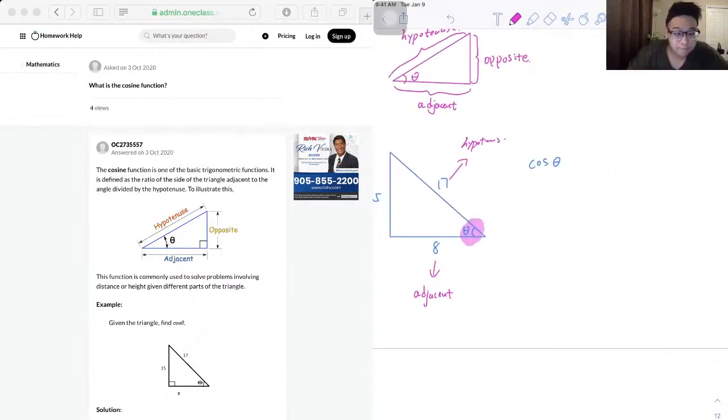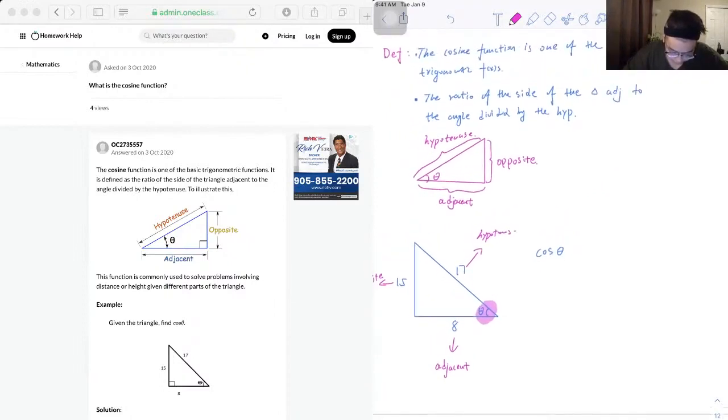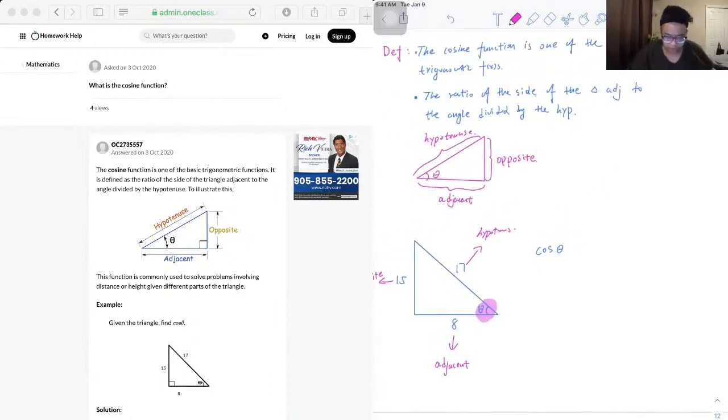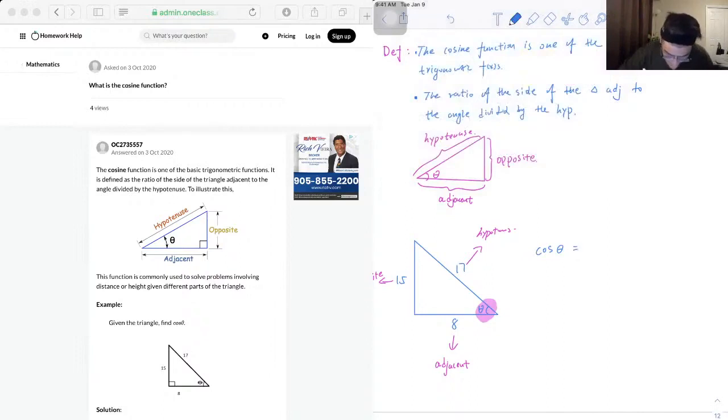Alright. So by knowing this, recalling what we just mentioned, it is a ratio of the side of the triangle adjacent to the angle divided by the hypotenuse, which is adjacent over hypotenuse, which is just 8 over 17, because adjacent is 8 and hypotenuse is 17.